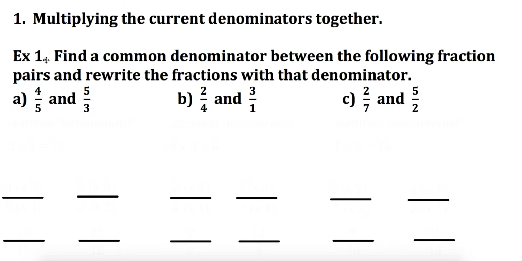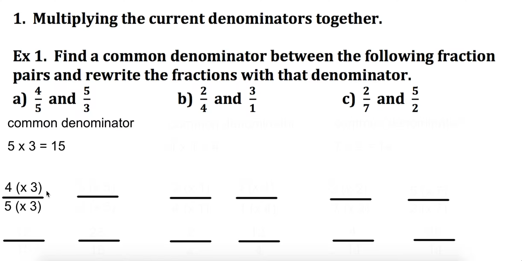So the first question says, find a common denominator between the following fraction pairs and rewrite the fractions with that denominator. So if we multiply these together, our common denominator is going to be 15. 5 times 3 is 15. But when we're looking at this, whatever we do to the bottom to get our common denominator, we need to do to the top of that same fraction.